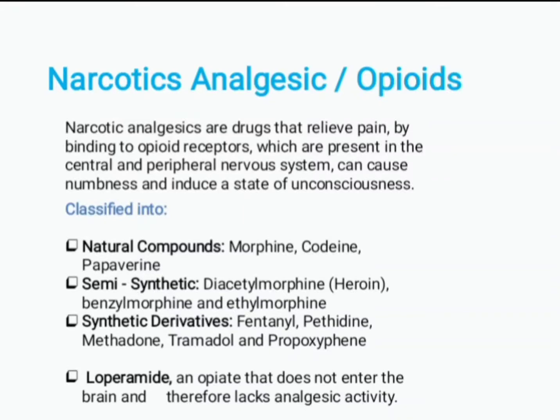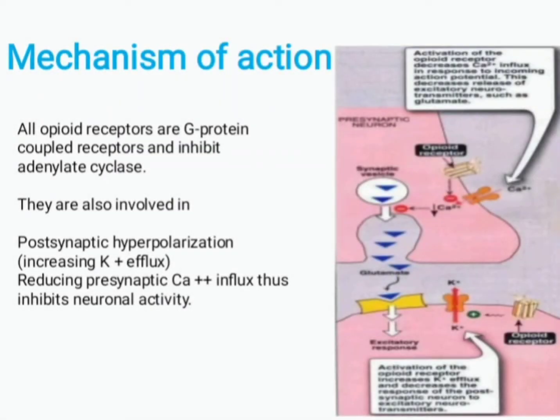The mechanism of action of narcotic analgesics: all opioid receptors are G protein coupled receptors and inhibit adenylate cyclase. They are also involved in postsynaptic hyperpolarization, increasing K+ efflux and reducing presynaptic Ca++ influx, thus inhibiting neuronal activity.